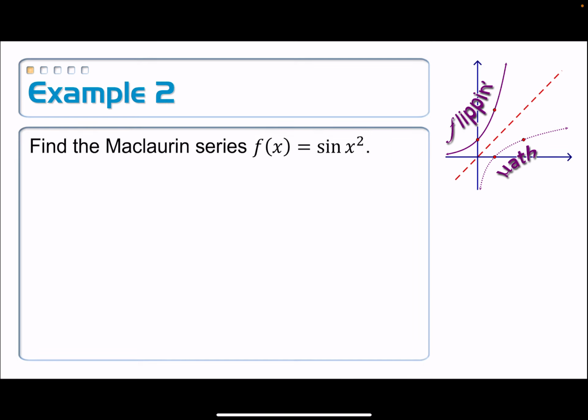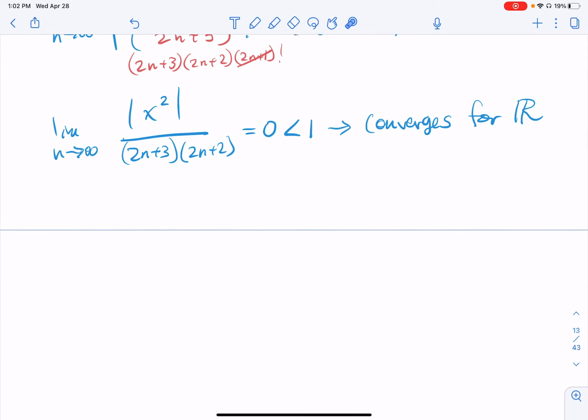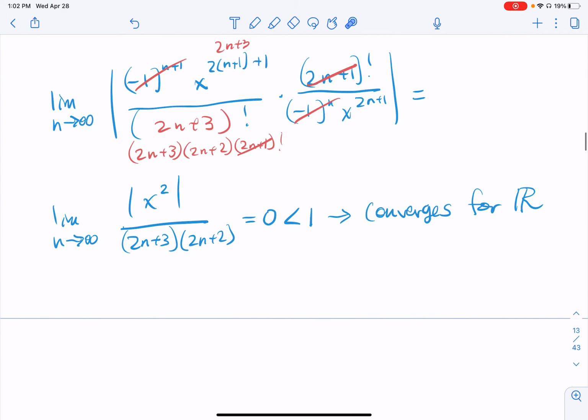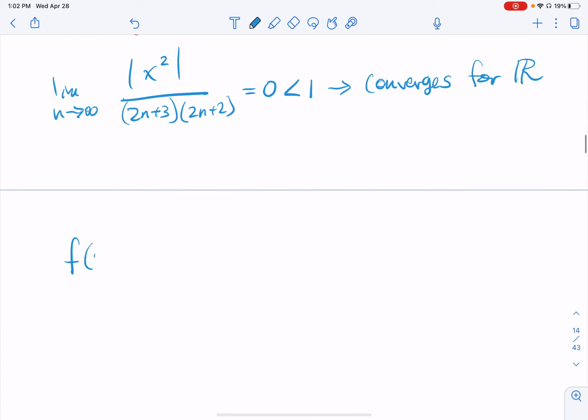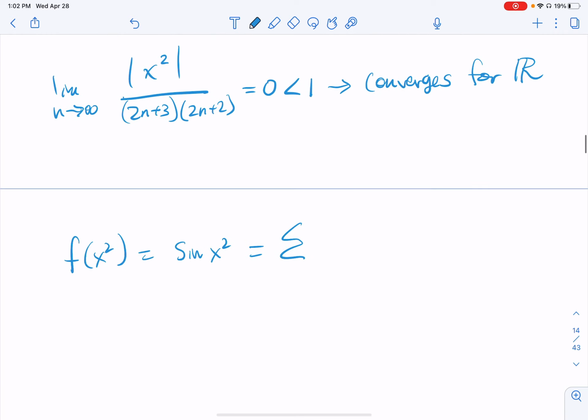Let's take this one step further. Find the Maclaurin series. F of x is equal to sine of x squared. So we know from the last lesson, the only thing that we need to do is do a composition. Let's do that composition here. Since we're doing sine of x squared and we already have the sine of x, we're going to take f of x squared is equal to sine of x squared, and all we have to do is in our nth degree term that's right there, just plug in an x squared where there is an x.